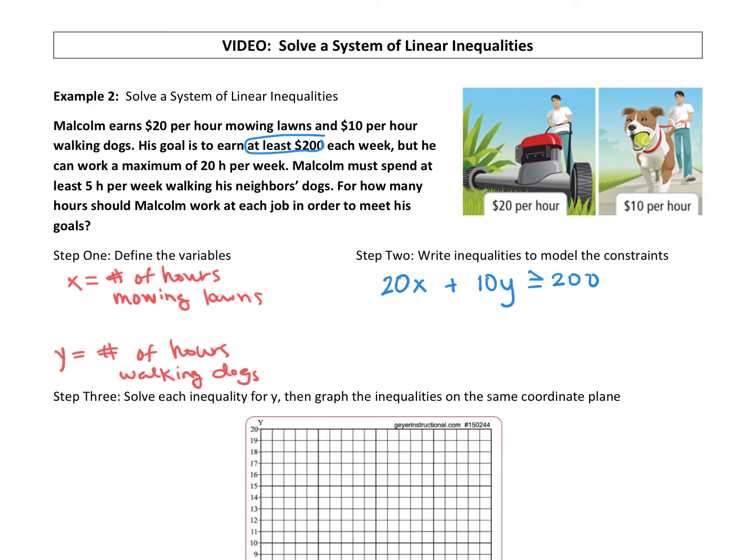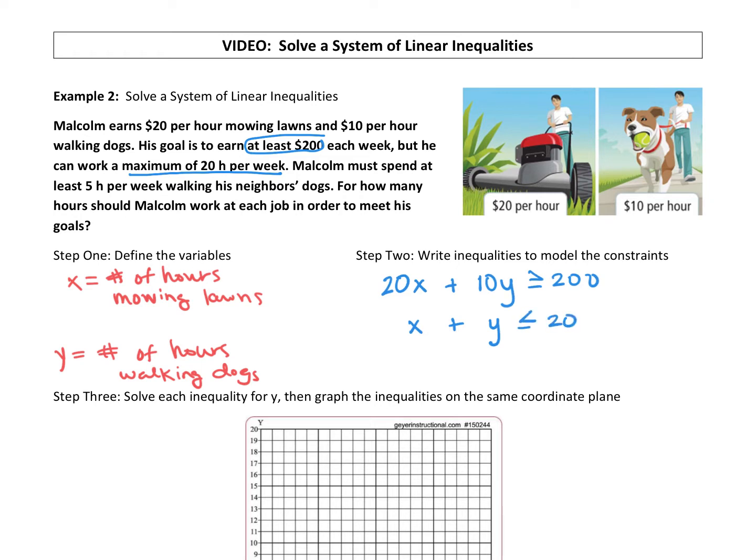The other thing we know is that he can only work a maximum of 20 hours per week. So we're going to have a second inequality. The number of hours he spends mowing plus the number of hours that he walks the dogs cannot go over 20 hours in a week. That's his maximum. So that's going to be x plus y less than or equal to 20 hours.